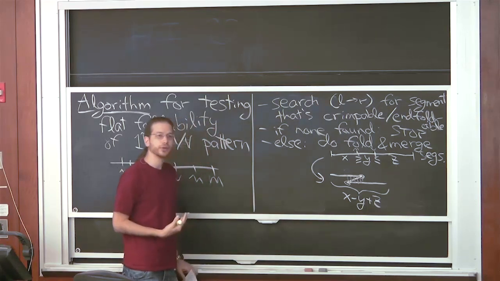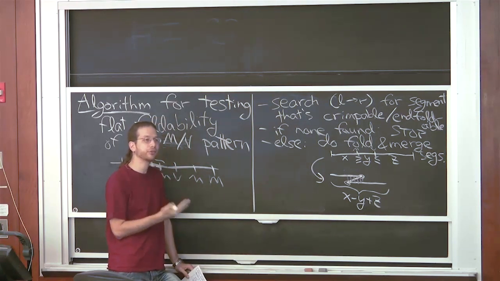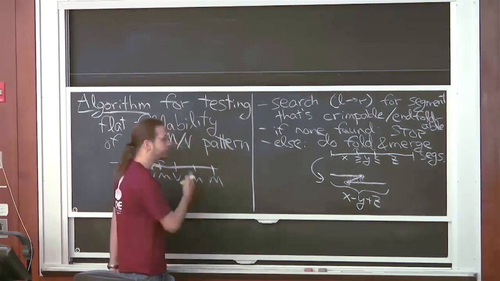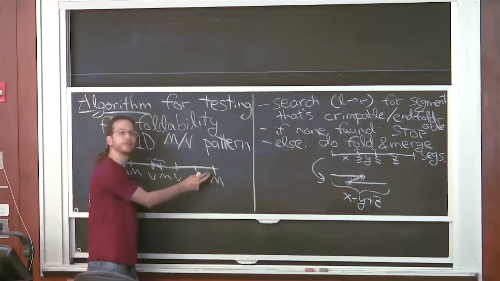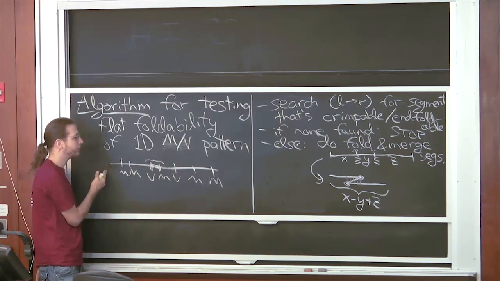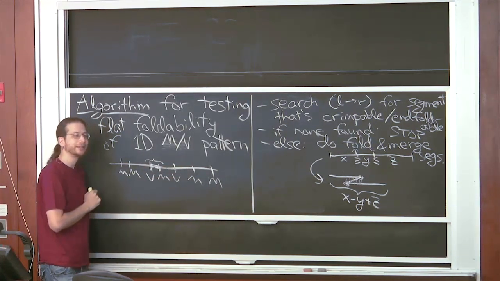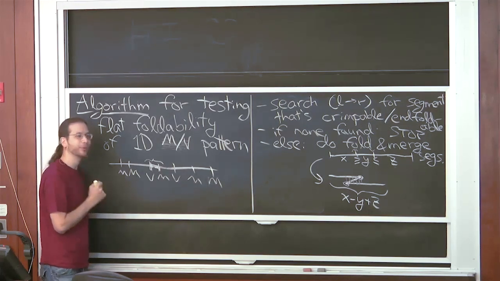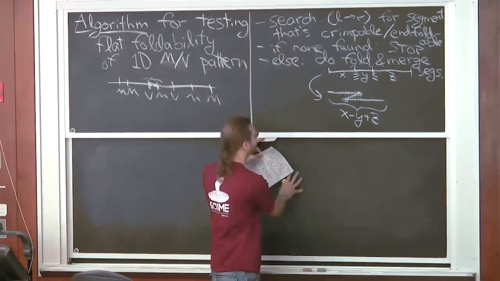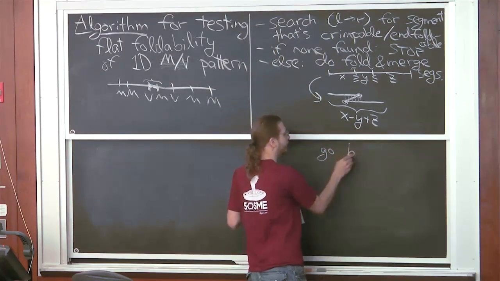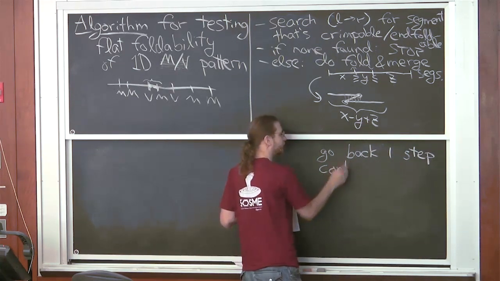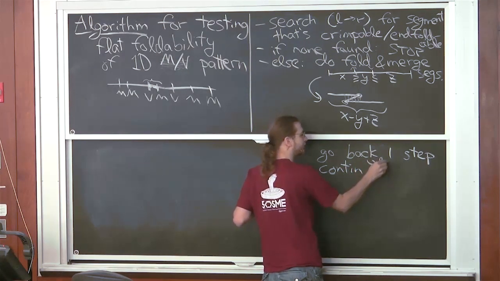Now we want to continue. The realization is that we don't have to start over our search. In searching left to right for a crimpable thing, if we went all the way through the pattern and then finally found a crimp at the end, should we start way back here? No, there's no point. You might as well start basically where you just were. Not quite. You have to go back one step. So the next step in this algorithm is go back one step and then continue the search. Back means left.